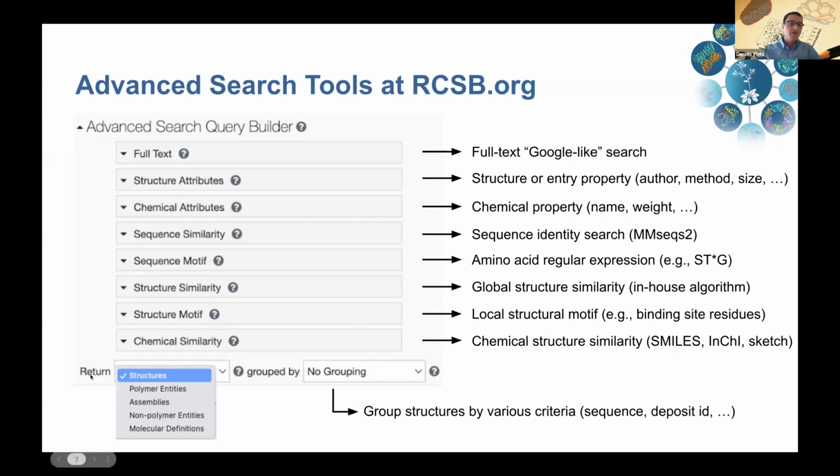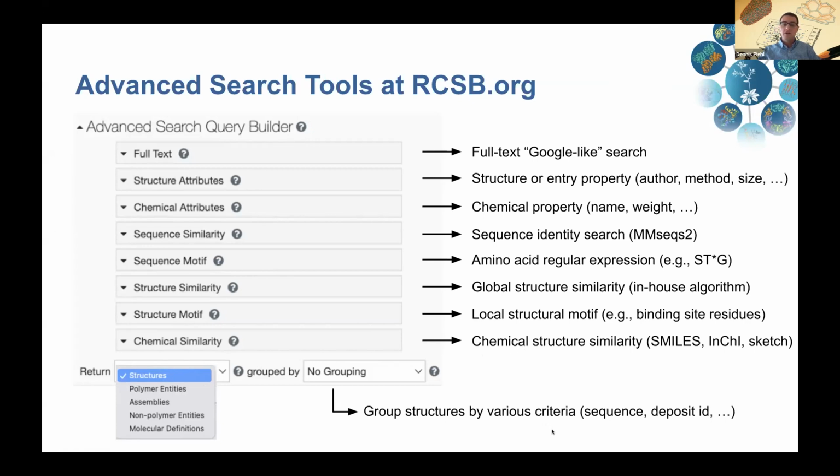You can choose your return type as well. By default, structures are returned as entries. So this is the entire entry composed of one or more protein chains or nucleic acid chains. I shouldn't be strictly talking about proteins. You can also choose to return specifically polymer entities. So this would be either a unique protein chain or a unique nucleic acid sequence. You can also return your structures as assemblies, or you can get the non-polymer entities, and you can also get the molecular definitions. So molecular definitions refers to basically these chemical structures, the chemical definitions.